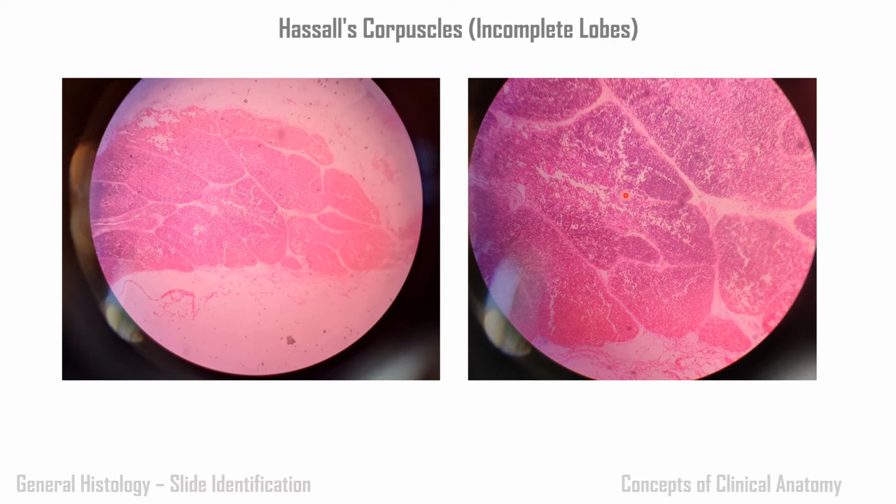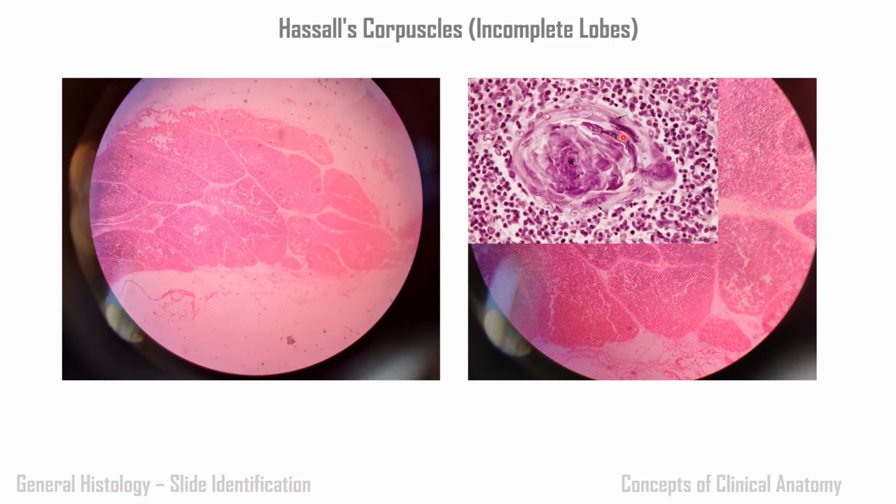In the center of the medulla, if you observe closely, you may see a few onion peel like appearances, a cross section of an onion like appearance. This is known as Hassall's corpuscles. So this incomplete lobe with Hassall's corpuscles is the feature of thymus.